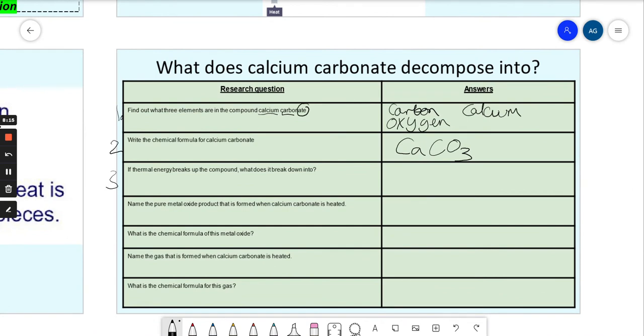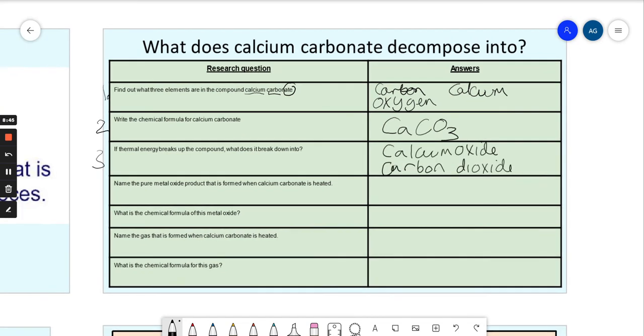If thermal energy breaks up the compound, what does it break down into? Well, it breaks down into calcium oxide and carbon dioxide. What is a pure metal product that is formed when calcium carbonate is heated? Well, if you look at the last answer to the last question, you will see that calcium oxide is one of the products, and that is the pure metal oxide which is produced.